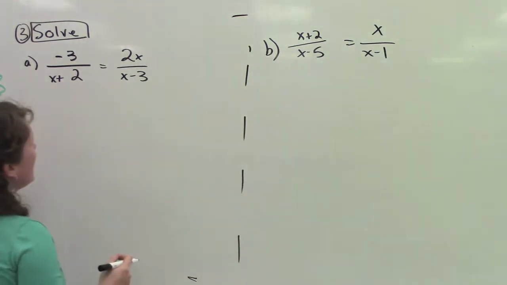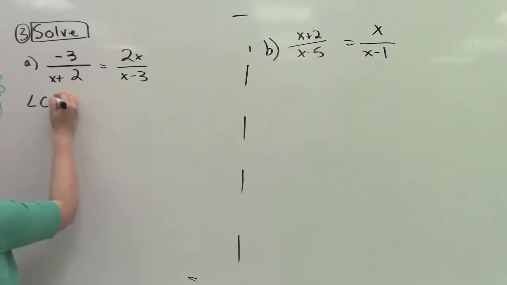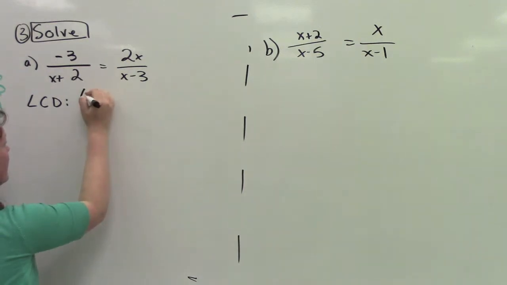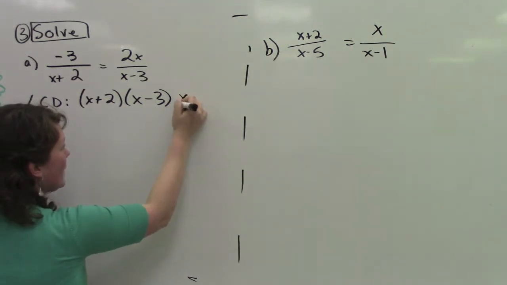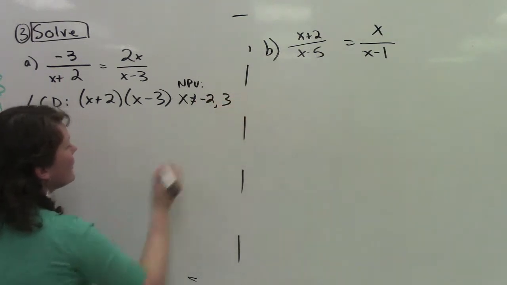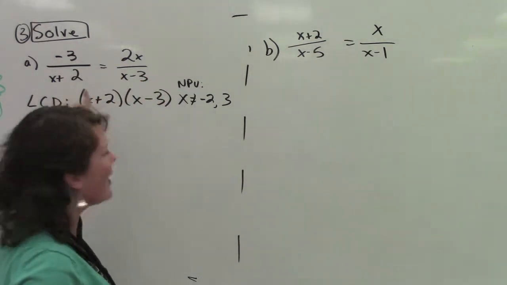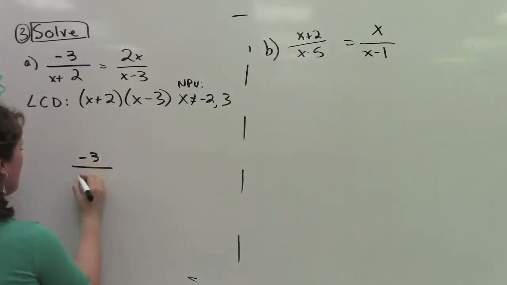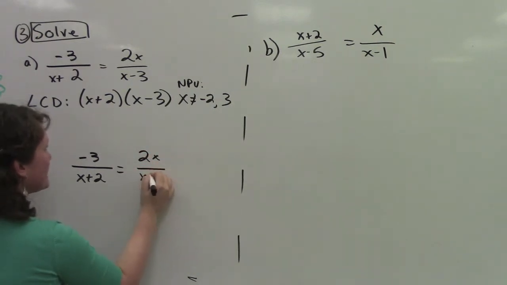So first things first, this may seem strange, but we want to find that lowest common denominator again. And let's use our sweet 7.4 skills. We know that the lowest common denominator here is x plus 2 and x minus 3. So then the non-permissible values: x cannot equal negative 2 and it cannot equal positive 3. What I want to do is multiply each side of the equation by the lowest common denominator. So I'm just going to put this in the middle. Negative 3 over x plus 2 equals 2x over x minus 3.